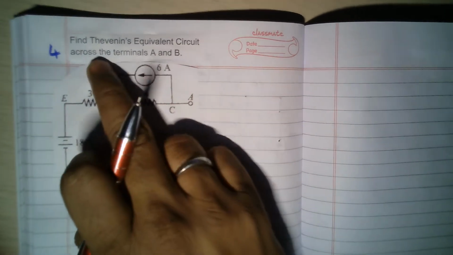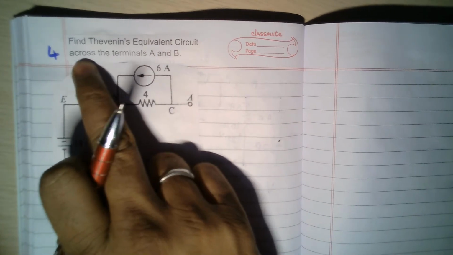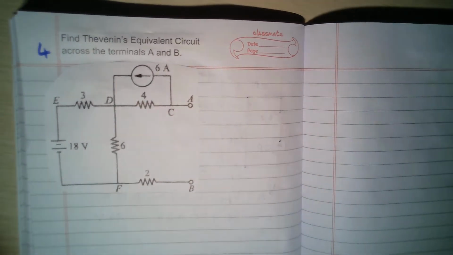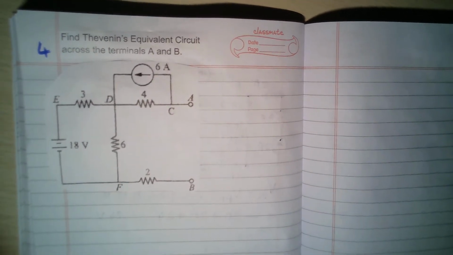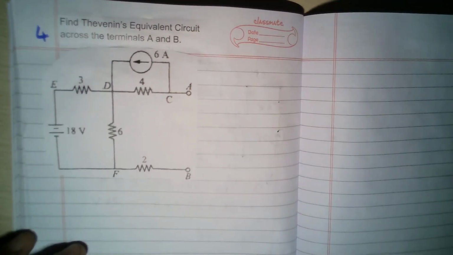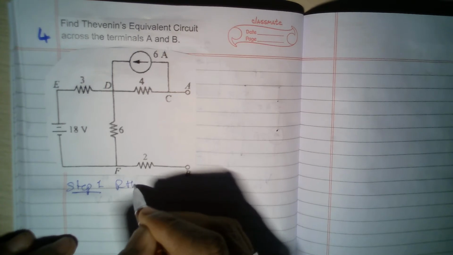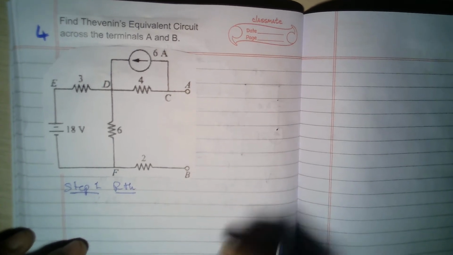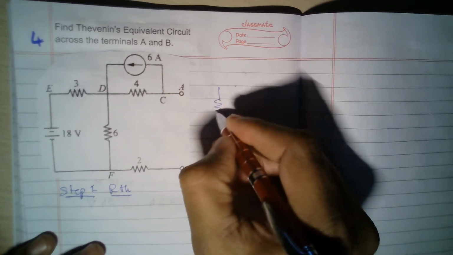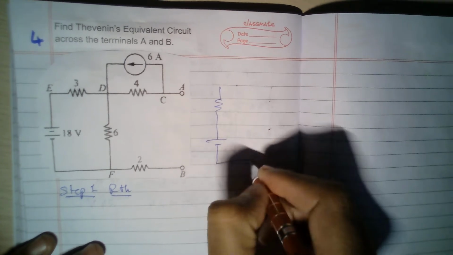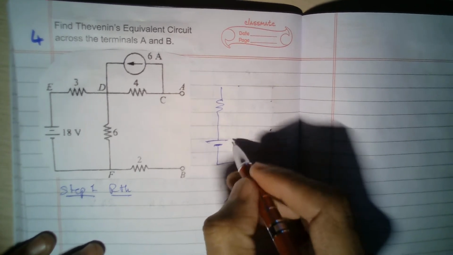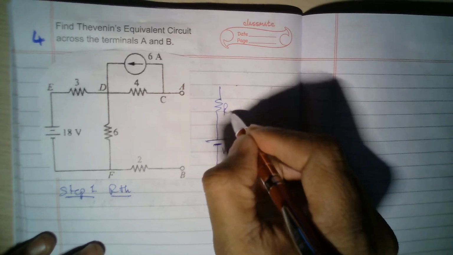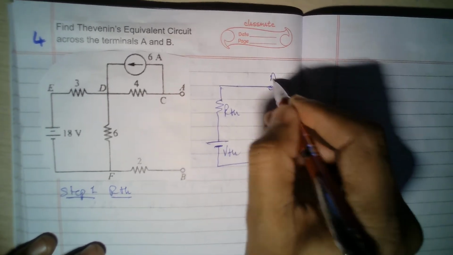Again the question is the same. Find the Thevenin's equivalent circuit across the terminals A and B. So let's look at this now. Step 1 again: finding RTH, the Thevenin's equivalent resistance. So what we are looking for is this Thevenin's equivalent source, VTH and RTH. This is A and B.